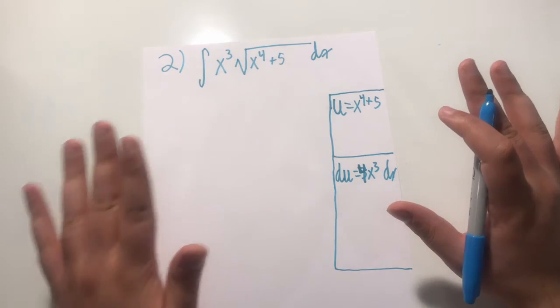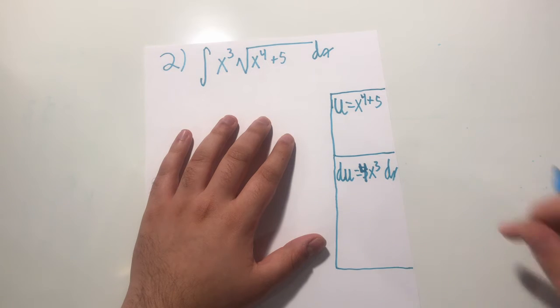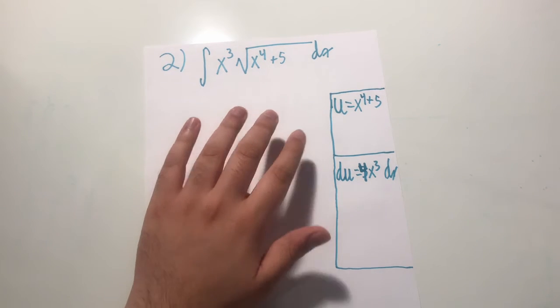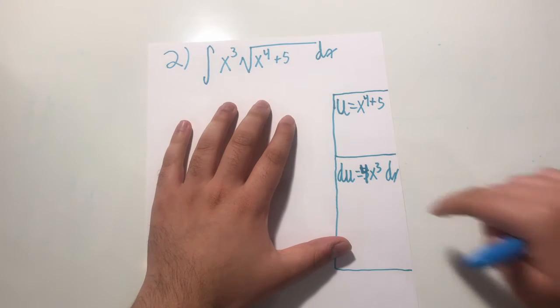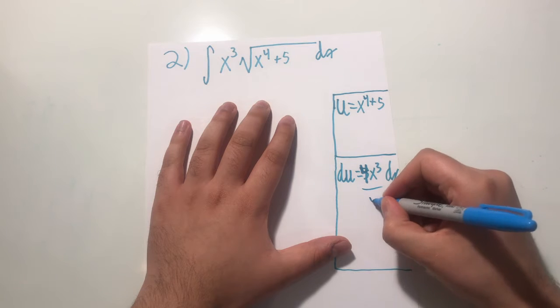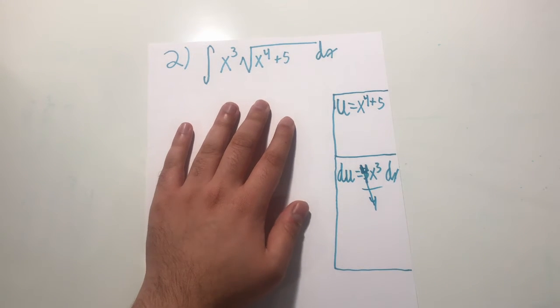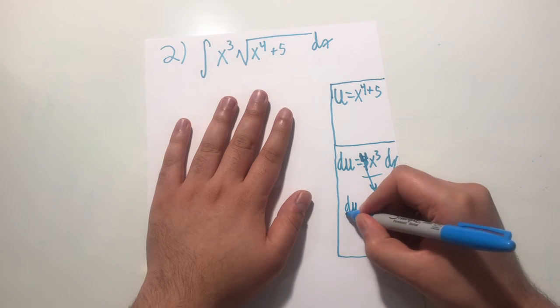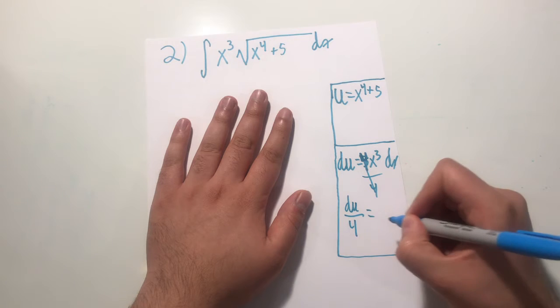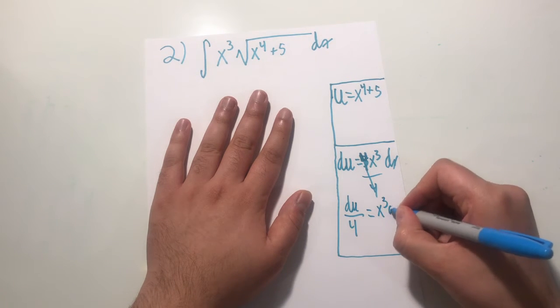But instead of doing that, instead of quitting, we can manipulate this du expression. So we can make this side equal x to the third dx. How do we do that? For this example, we could divide each side by 4. That cancels out, and I get du divided by 4 is equal to x to the third dx.